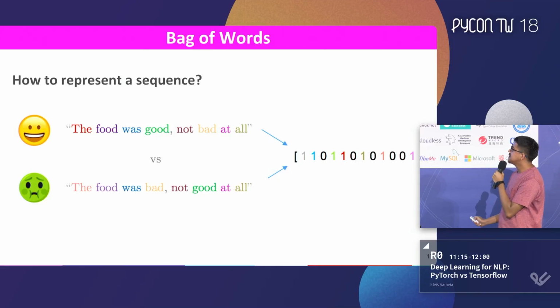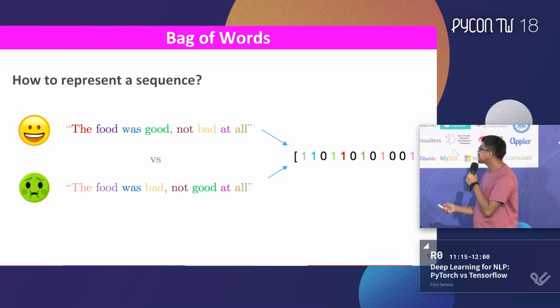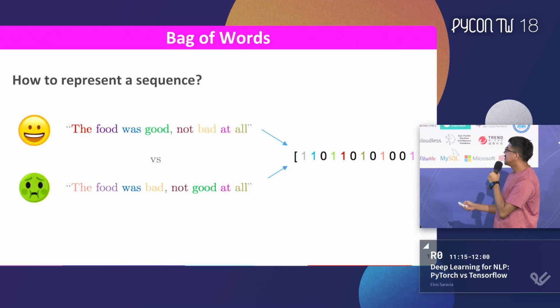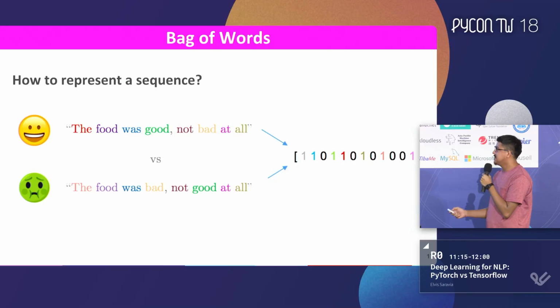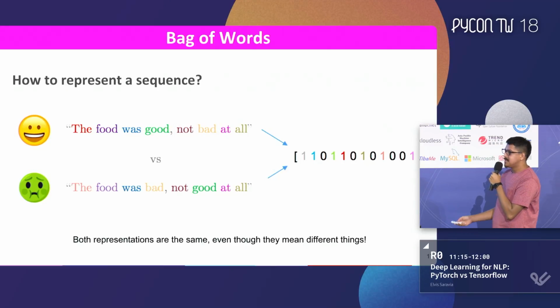But how to represent this in a machine? How does a machine understand the difference between the two? And why is this important, by the way? Well, because they both convey very different emotional meaning, right? So that's a problem I had to address initially when I was working with this. With a bag of words method, they represent the same thing. So the same vector for both of them. And that's already a big problem for your models. Both representations are the same, even though they mean different things.